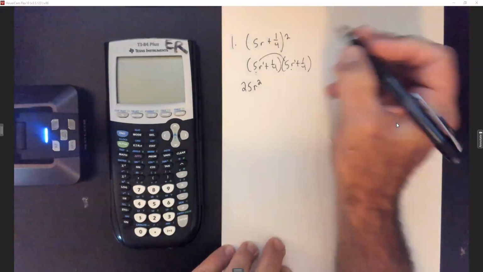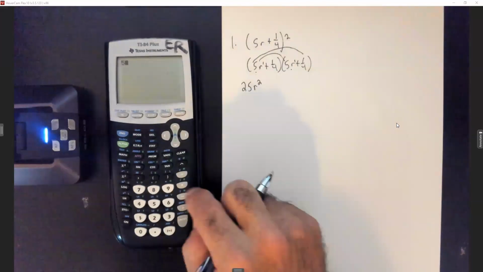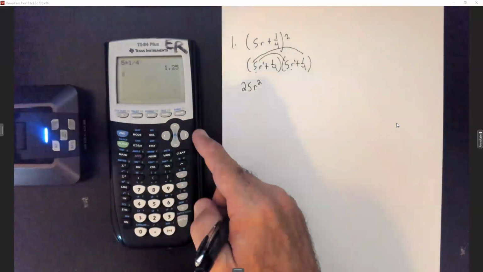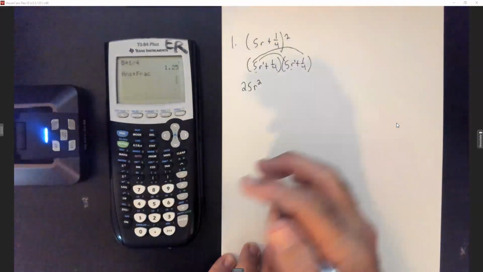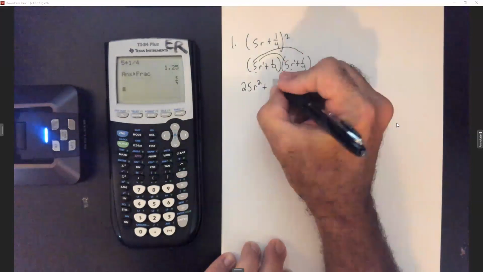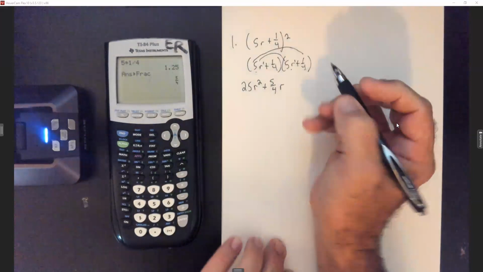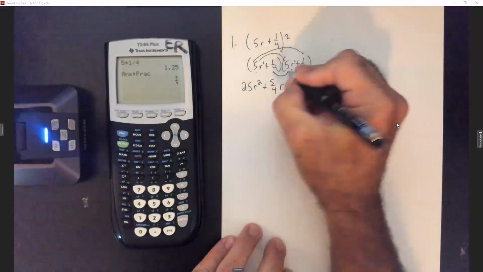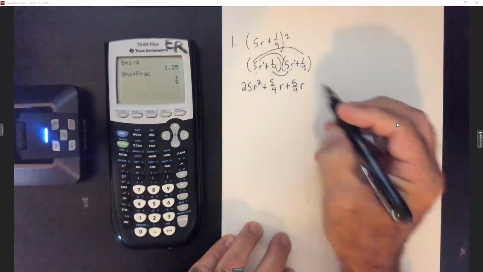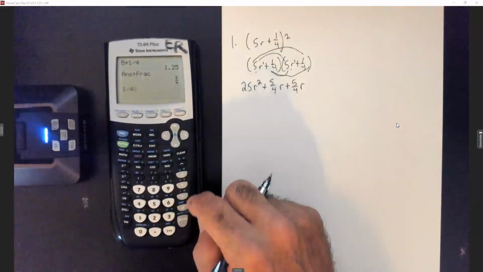So that was that. Now 5r times 1/4. So 5 times 1 divided by 4. Remember, I don't want the decimal, so I hit math and enter twice. And that's going to give me a 5/4 r, because I had 1 r on that, okay? Now 1/4 times 5r will give me another 5/4 r. And then at the end, 1/4 times 1/4, so 1 divided by 4.